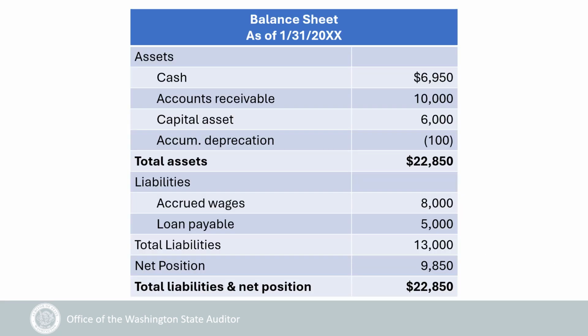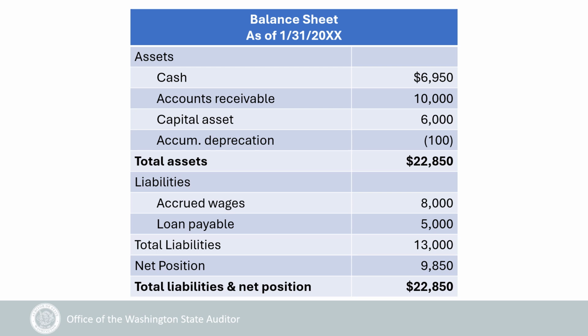After preparing the income statement comes the balance sheet. This statement lists our assets and liabilities. The difference between assets and liabilities is reported as either net position or fund balance. Remember, in governmental accounting, we don't have owner's equity. To fill this out, we use the amounts from our trial balance.